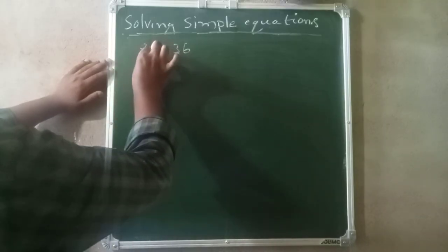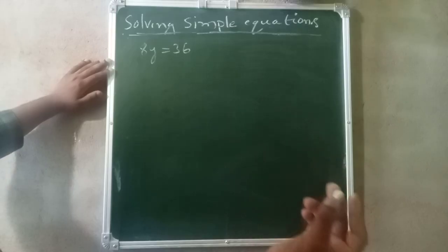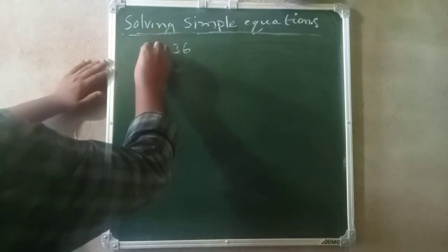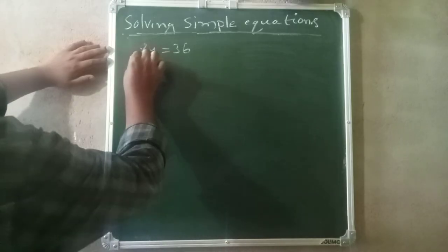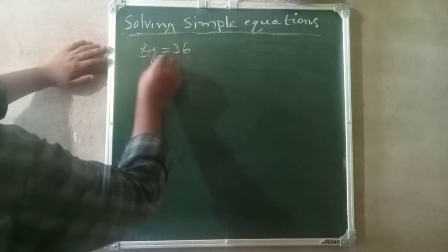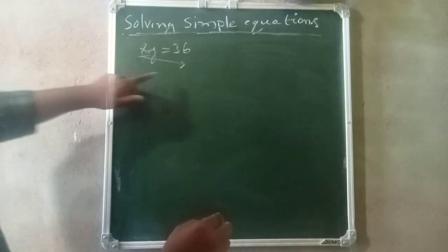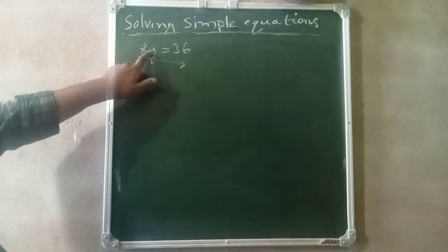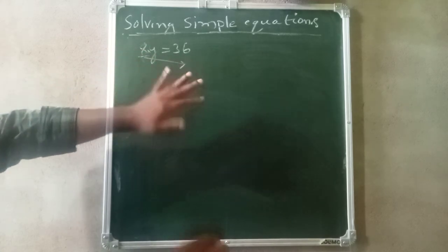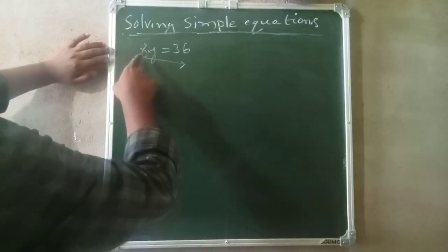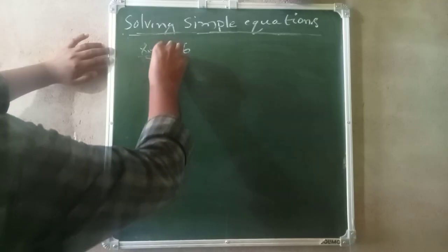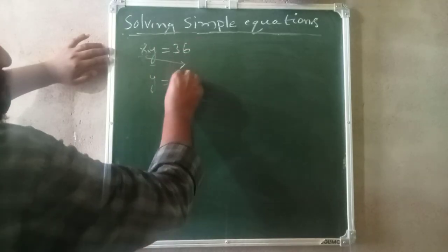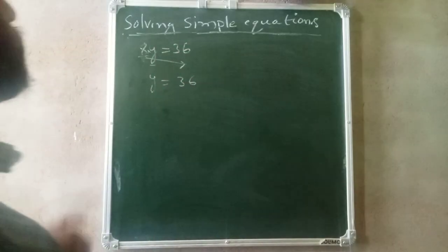Here 8y means 8 into y. In between 8 and y, multiplication is there. Because of that, we can move this 8 to this side. Because of into, this 8 will come down. That I will show in the next step. So before moving this 8 to this side, next step, write this y, write this is equal to, write this 36 as it is.